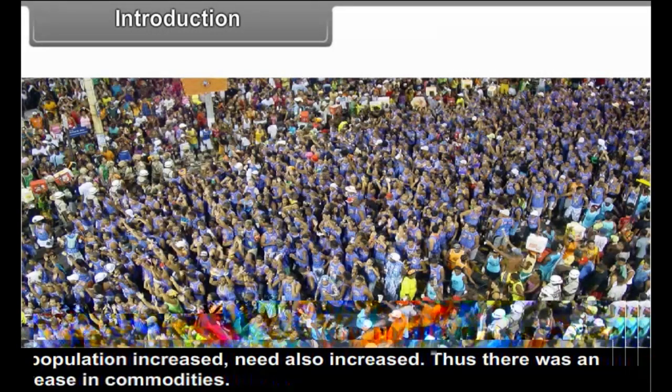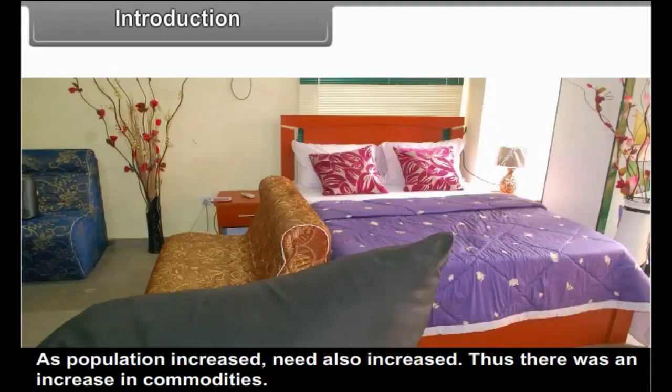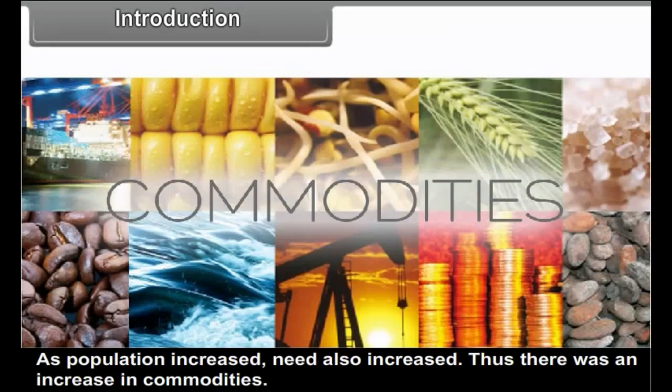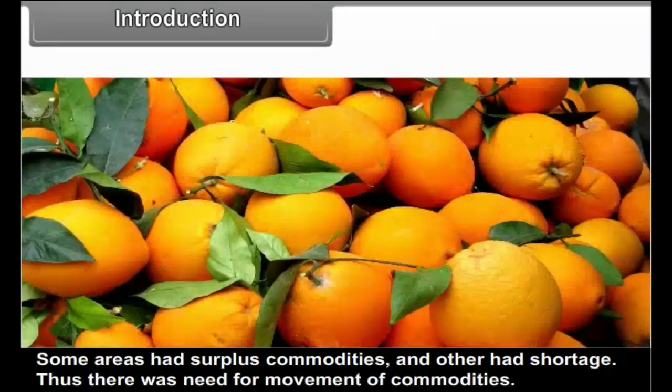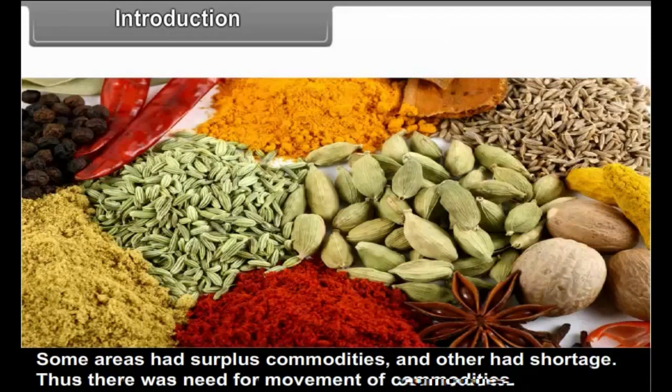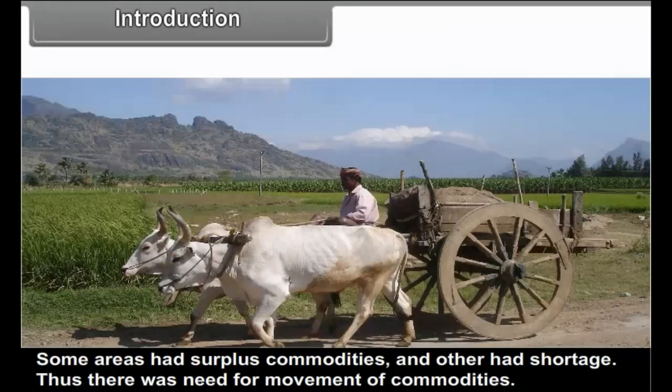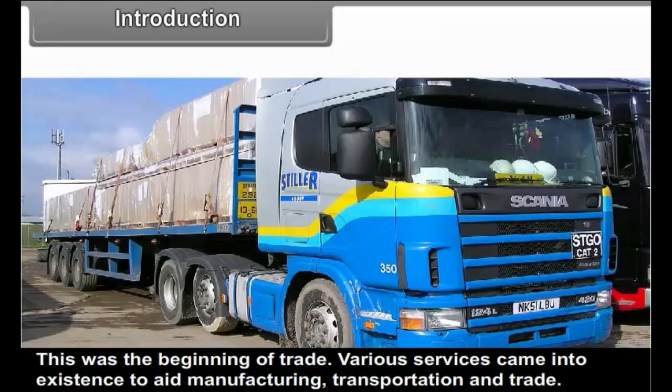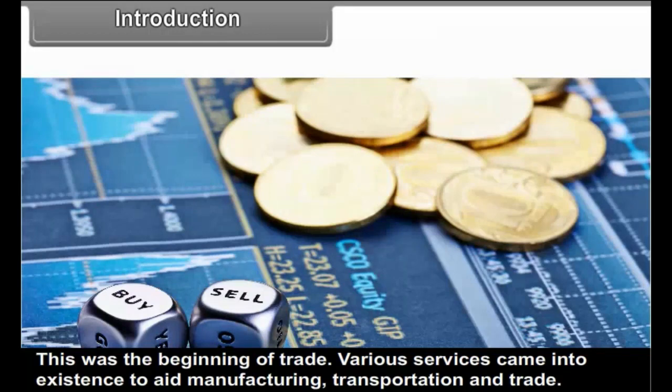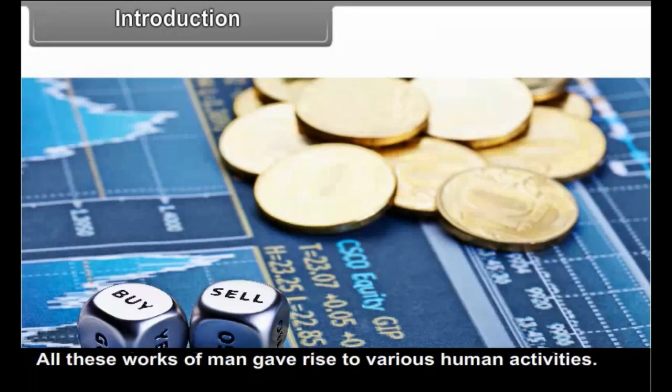As population increased, need also increased. Thus, there was an increase in commodities. Some areas had surplus commodities and others had a shortage. Thus, there was a need for movement of commodities. This was the beginning of trade. Various services came into existence to aid manufacturing, transportation and trade. All these works of man gave rise to various human activities.